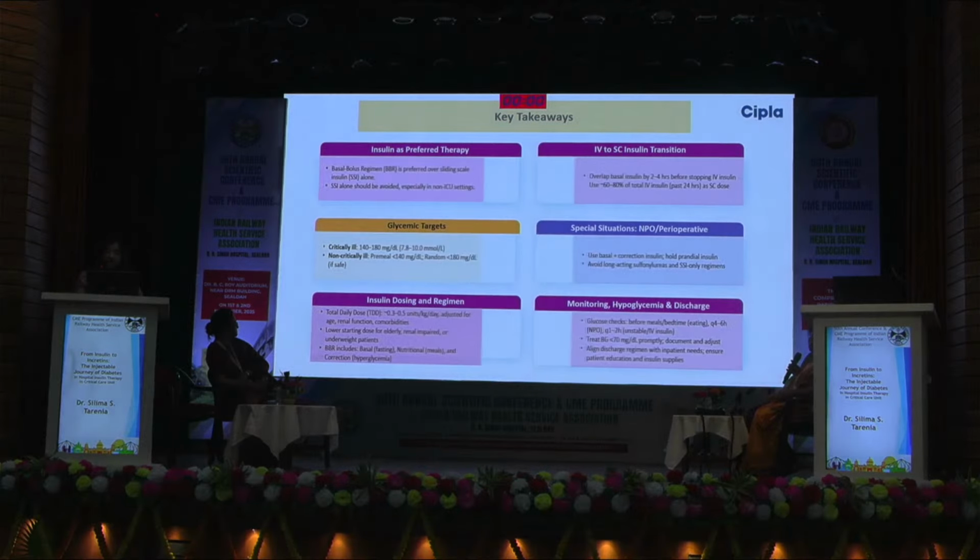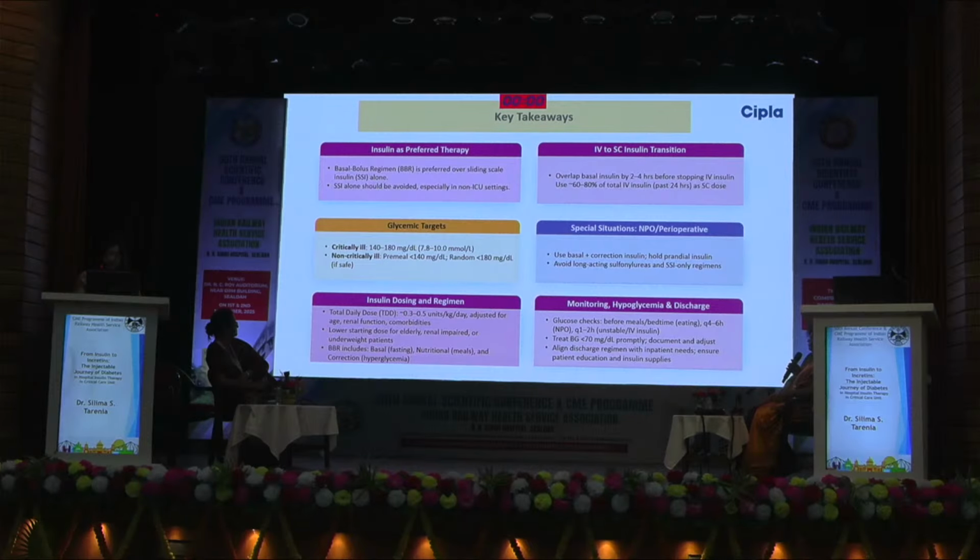So insulin is the preferred therapy. Basal bolus regimen is always preferred. Glycemic targets in critically ill, it's 140 to 180, and in non-critically ill, the pre-meal is less than 140 and random is less than 180. In special situations like nil per mouth, we use basal plus correctional insulin, and we need to avoid long-acting sulfonylureas.